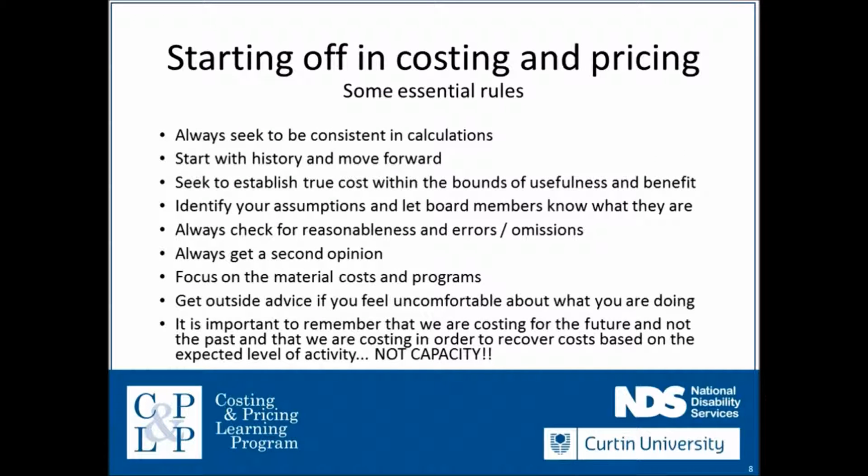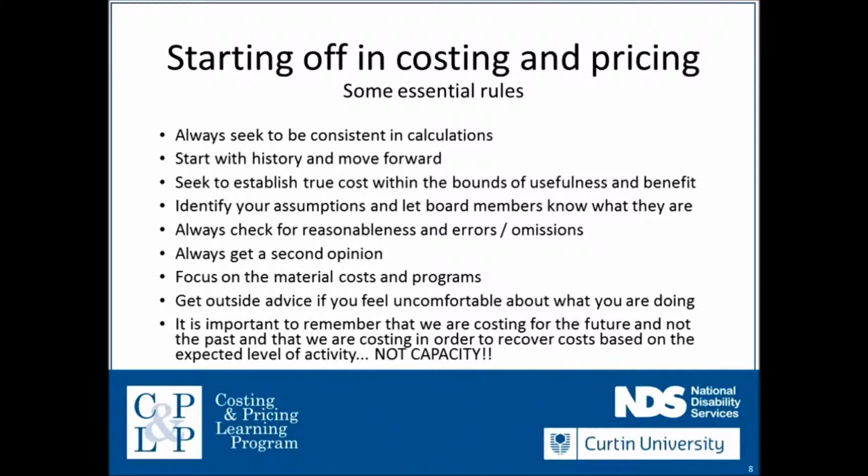There are also, though, some essential rules that are really important to be carried forward in your tool bag as you go through costing and pricing in your organisation. These are pretty straightforward, but they can be forgotten by people because of the nature of costing and pricing, and particularly because it tends to be quite complex and it does take a lot of time.